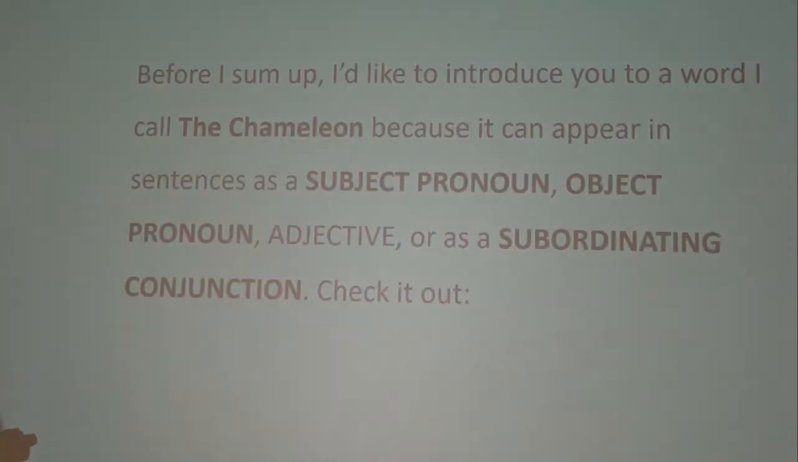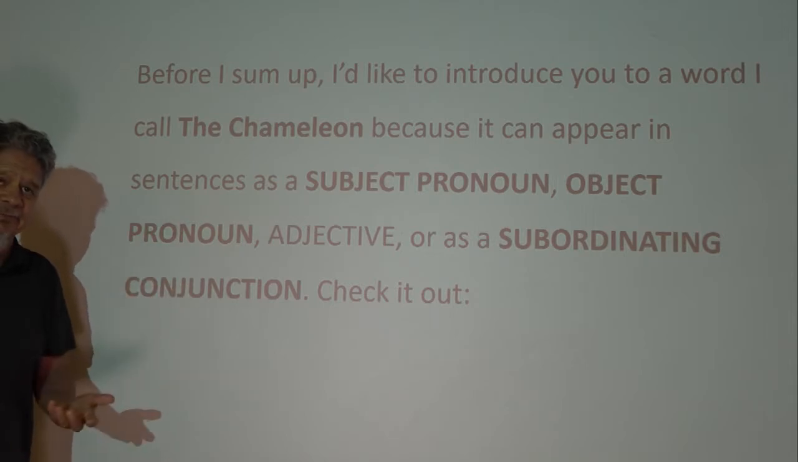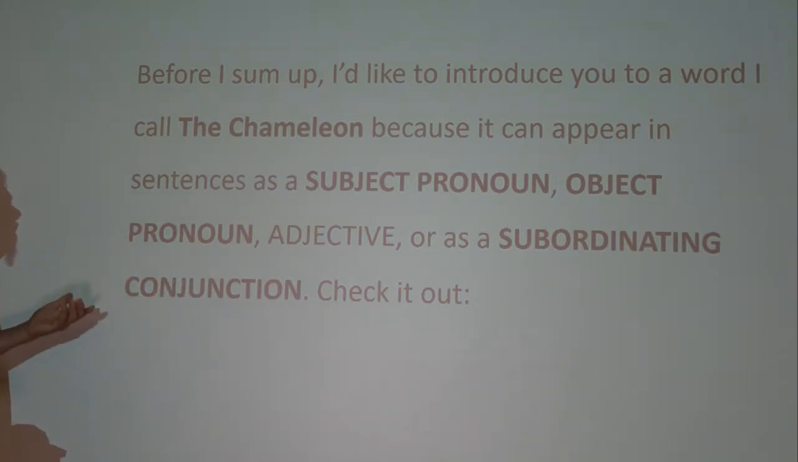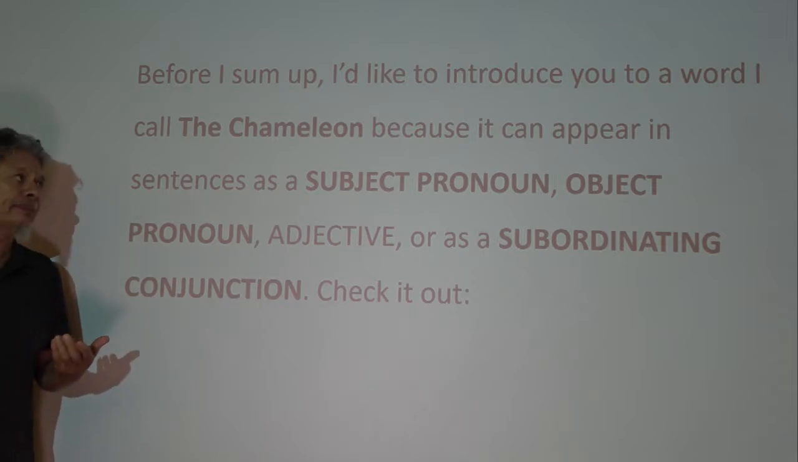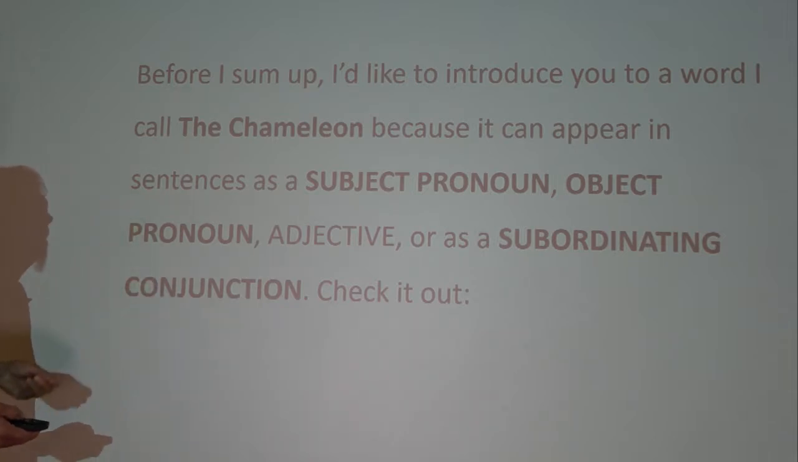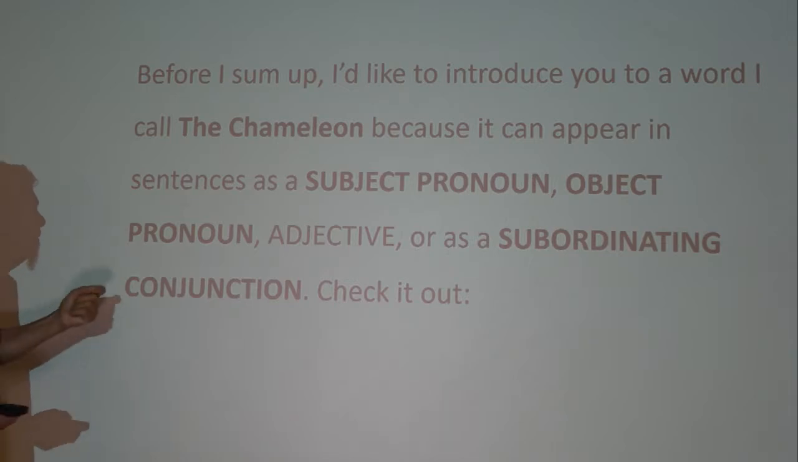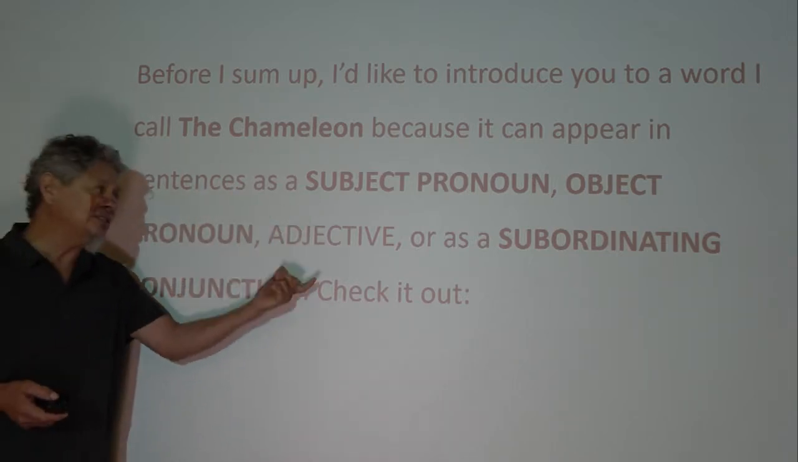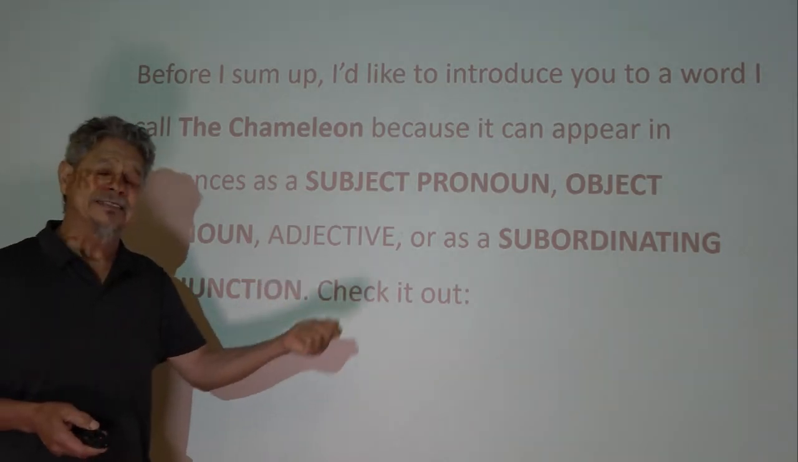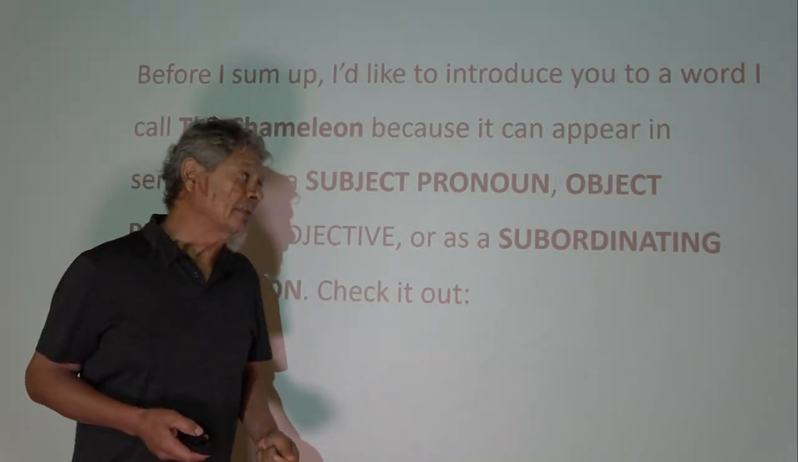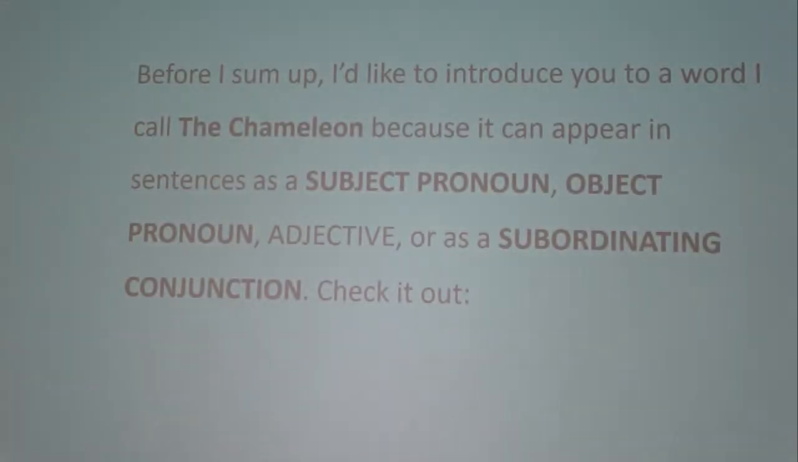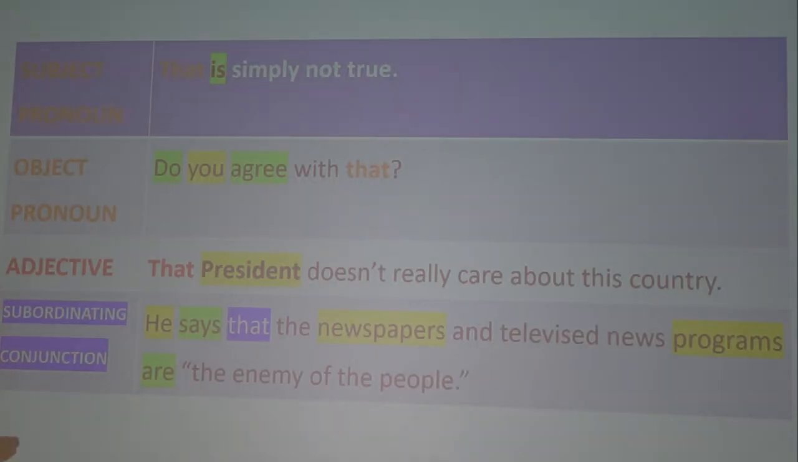So before I sum up, I'd like to introduce you to a word I call the chameleon, because it can appear in sentences not only as a subject pronoun and as an object pronoun and as an adjective, but also as a subordinating conjunction, in 4 different ways. And that word is the word "that."